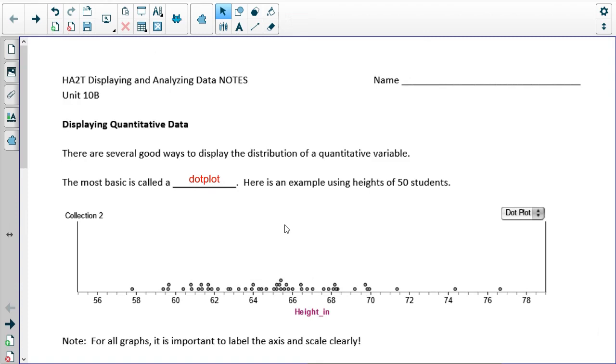We're going to talk about displaying and analyzing data in statistics. There are several good ways to display the distribution of a quantitative variable, and quantitative just means numerical. The most basic is a dot plot.